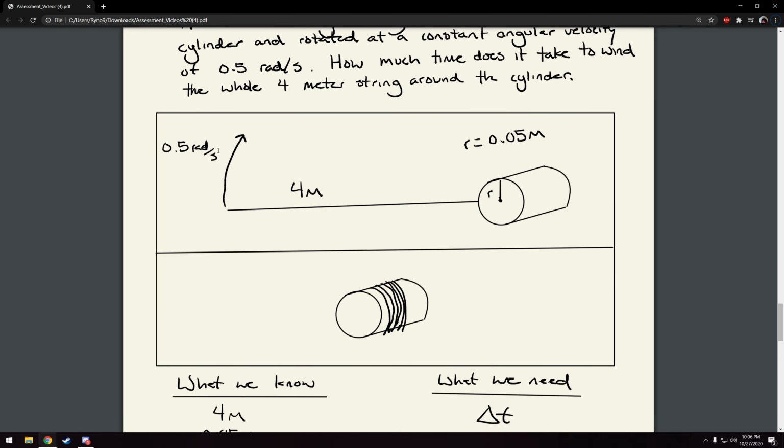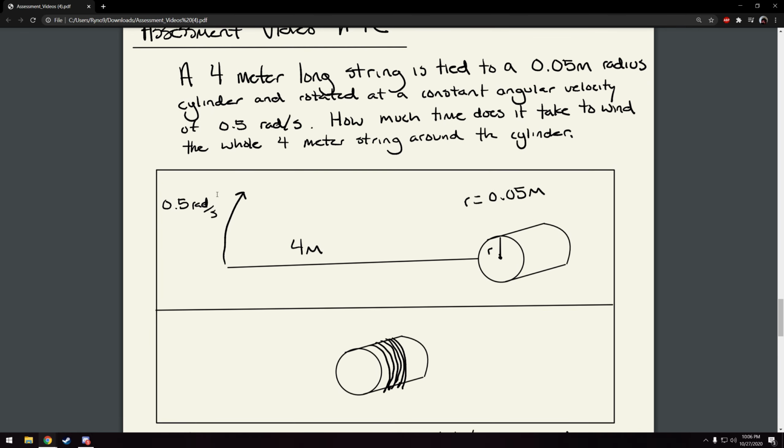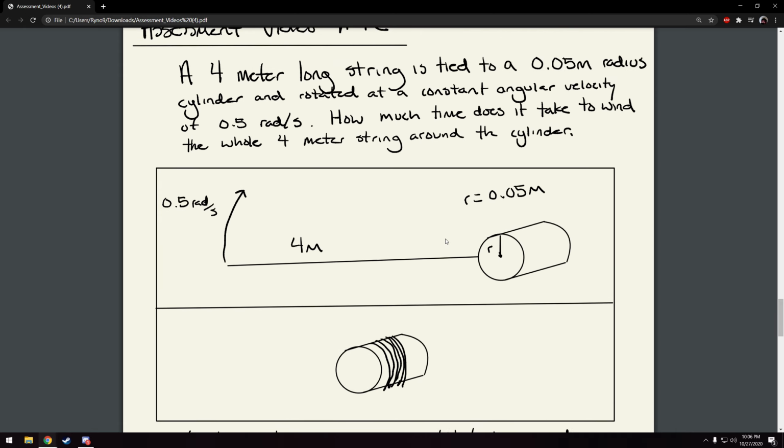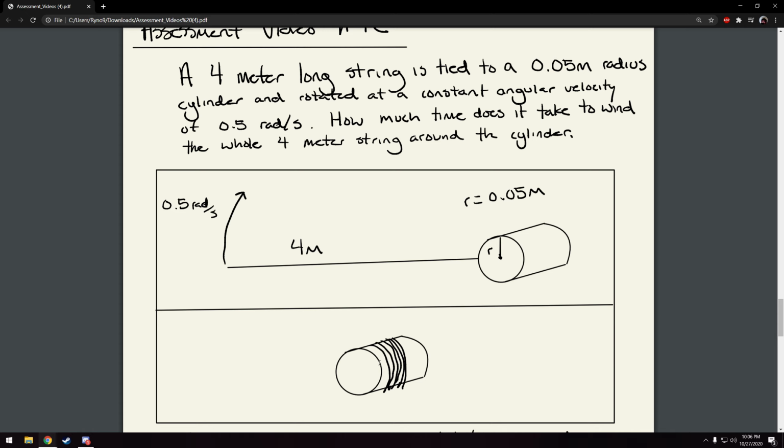So I provided an illustration below to kind of help you visualize the problem. And we have this string right here, 4 meters long, and this cylinder. Now, the way I drew it is I drew the string wrapping around the cylinder, but the cylinder could have been spinning as well. Either one would have worked, I think. But the end result would look like this, where the string wraps around and the cylinder is completely wrapped with this 4-meter string.